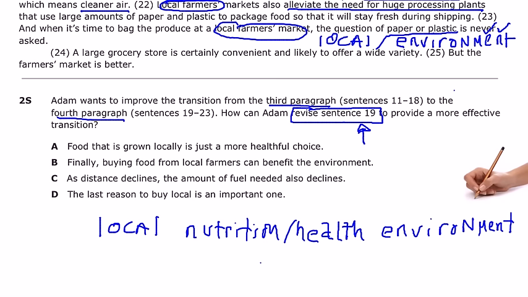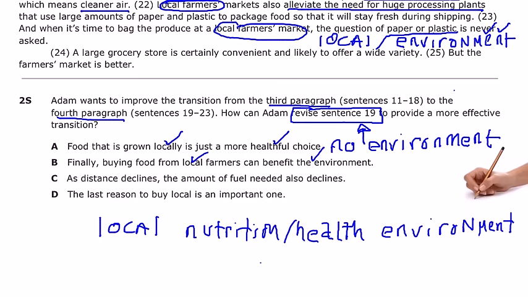So option A, food that is grown locally is just a more healthful choice. I have the health here, but I don't have anything about the environment, which is the key idea in that last paragraph. So that worries me to be the first sentence of that paragraph when there's no mention of the environment. Option B, finally, buying food from local farmers can benefit the environment.